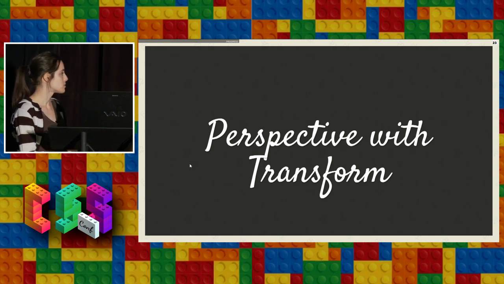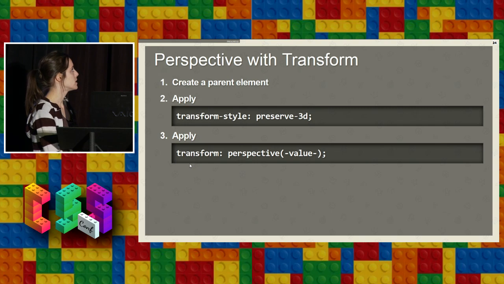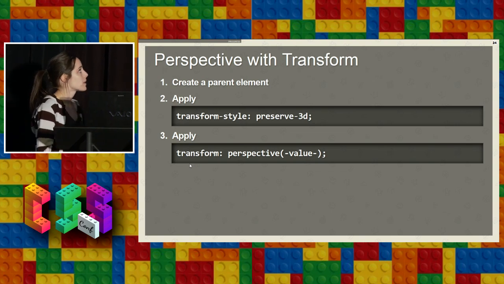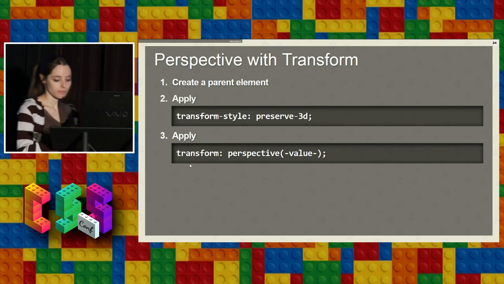Well, how do we use perspective with this? It could be simplified in 3 steps. First, we create that parent element. Then we apply transform-style: preserve-3d. And then we apply a transform perspective with a value.